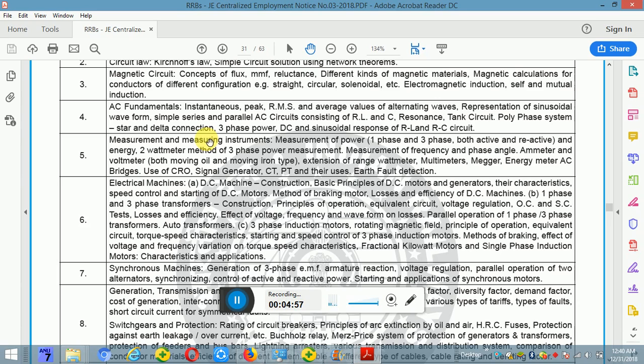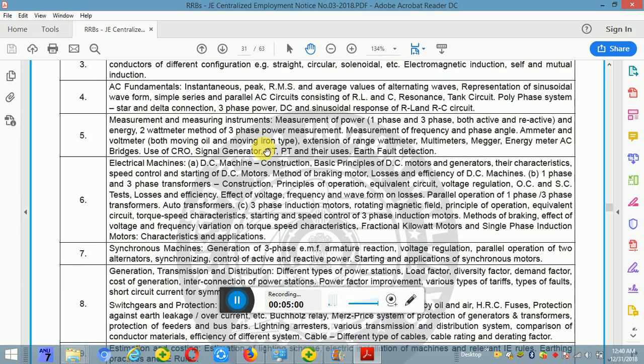And measuring instruments. So instruments that are used to measure the electrical quantities. This topic is related to that. In this, measurement of power, that is single phase, three-phase and both active and reactive. So active and reactive are the main components of the true power. And energy. So these are measuring quantities in the electrical circuit, and two-wattmeter method of three-phase power measurement. So in this the two-wattmeter method is also important, and measurement of frequency and phase angle.